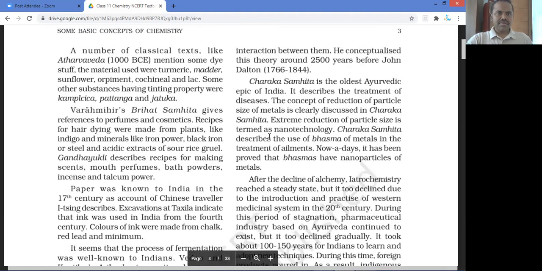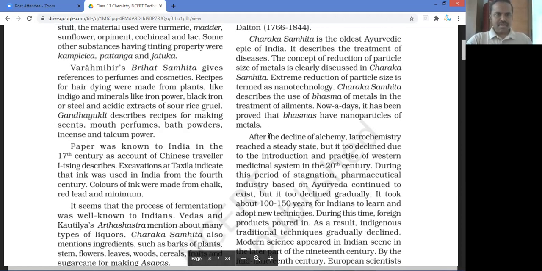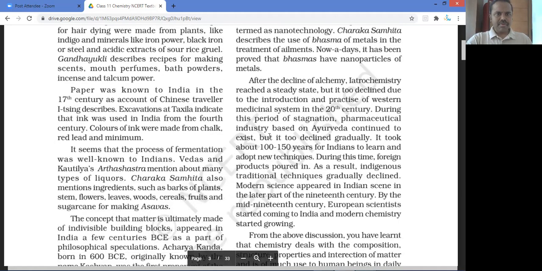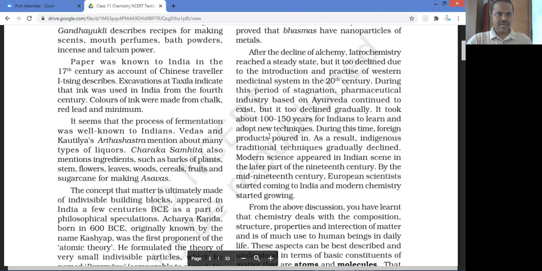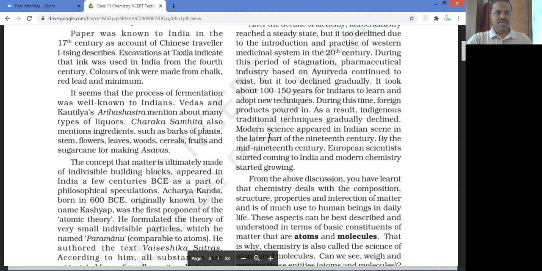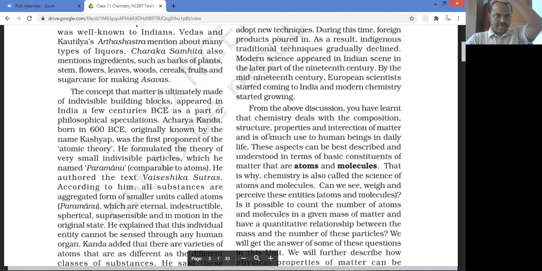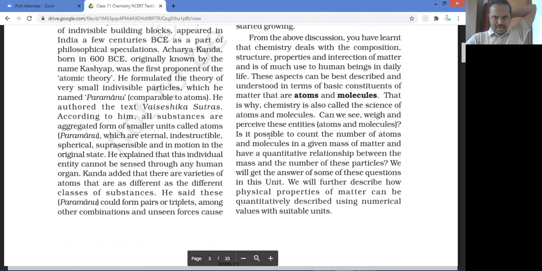Okay, we'll go to the next. Again, the historical information. What is mentioned in the Atharva Veda: turmeric, madder, sunflower, special references to perfumes and cosmetics. And since paper was known to India in the 17th century, as an account of the Chinese traveler I-Tsing. Okay, so the process of fermentation, philosophical speculations. Okay, Kanada, I said okay.